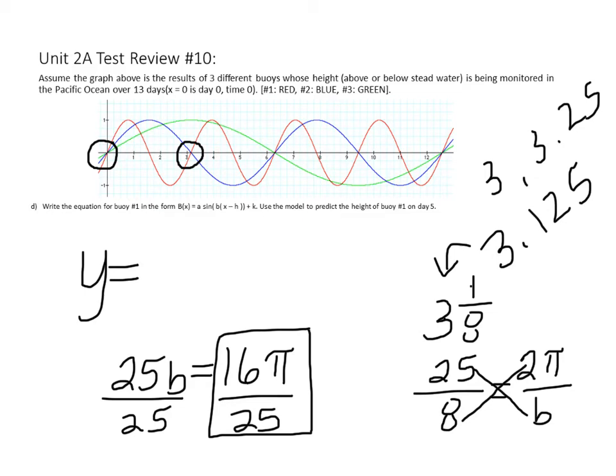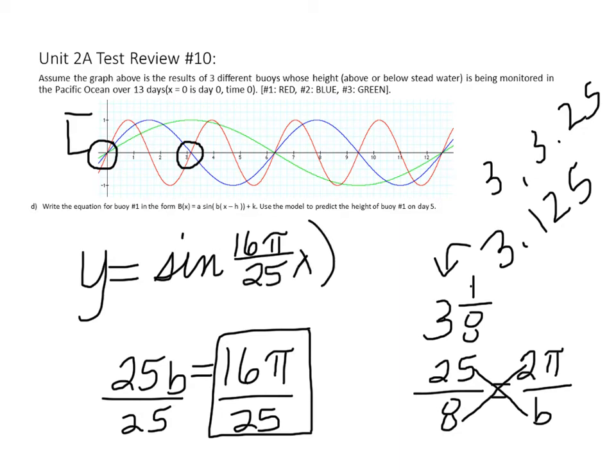When I write out my equation, I know that my A is 1 because the amplitude right here is a 1. So I don't have to worry about my A, and I'll just write sine of 16 pi over 25 times x, and that would be my equation that I'm going to use to predict the height of buoy number 1 on day 5. Again, it doesn't have an H or K because I started here at 0, 0, and it doesn't have a vertical or horizontal shift there. All right, let's go look at the next part of our question.